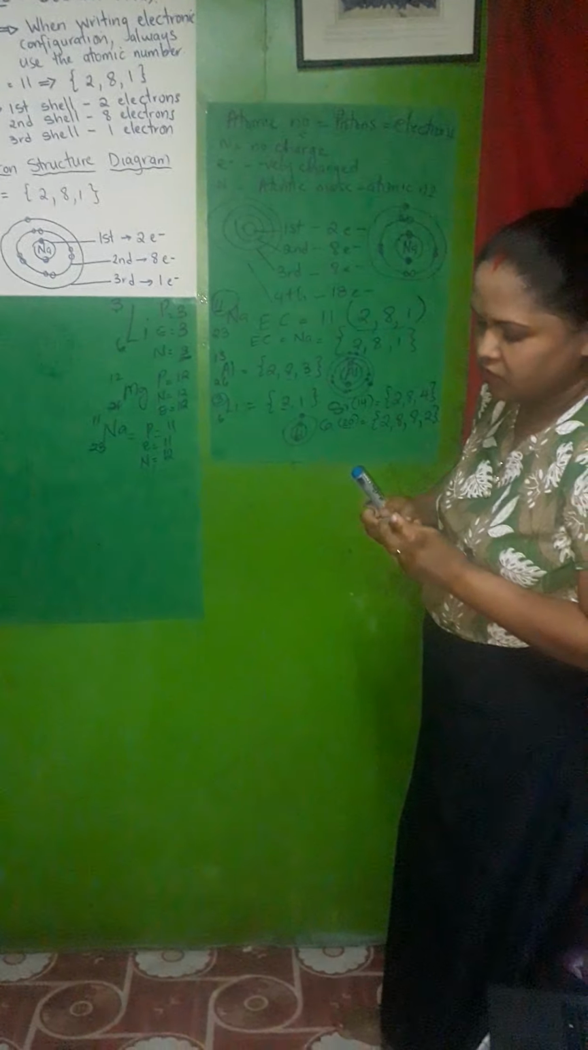Then you are required to draw the electron structure diagram for these two atoms, silicon and calcium. Could you do that now? You just have to refer to your electronic configuration and draw the electron structure diagram.